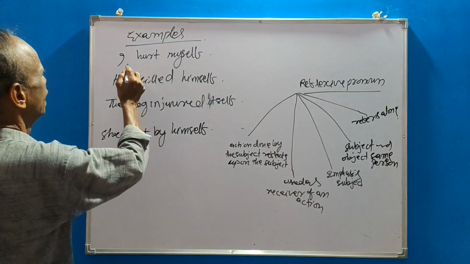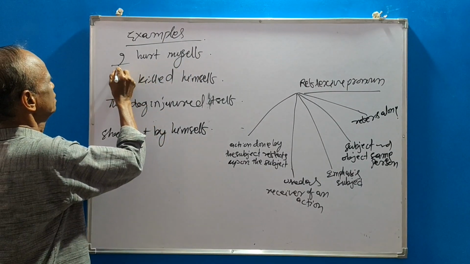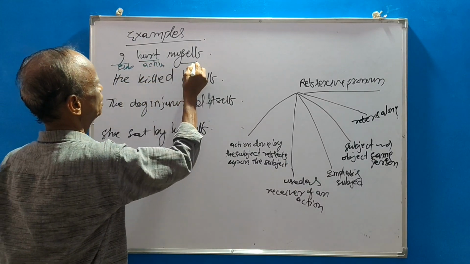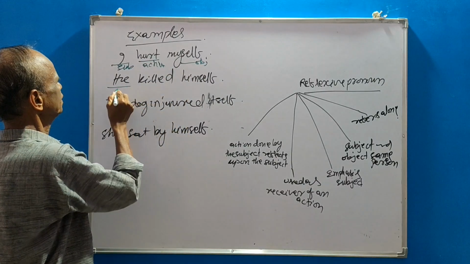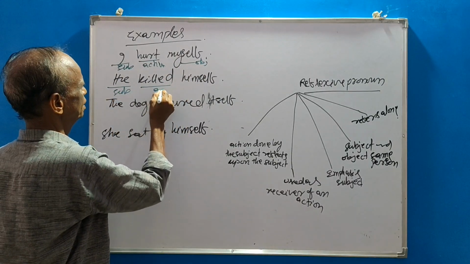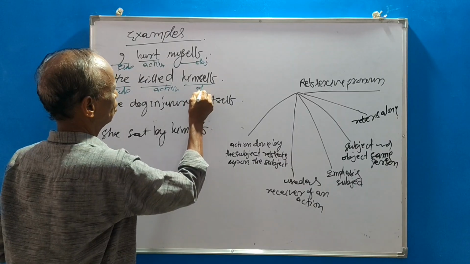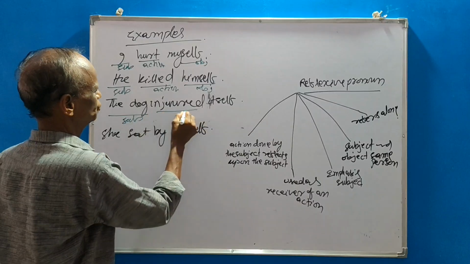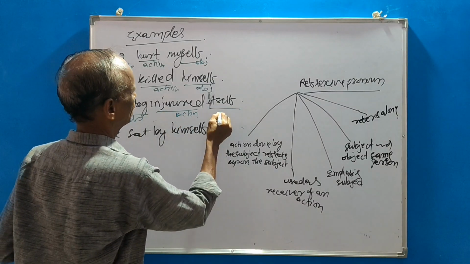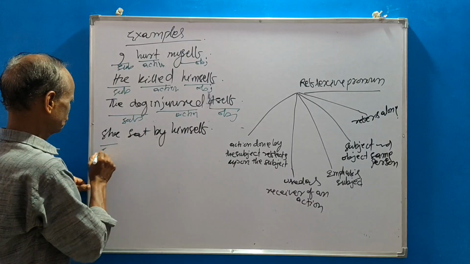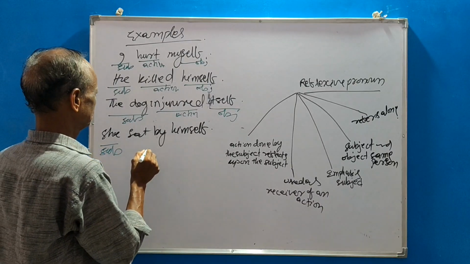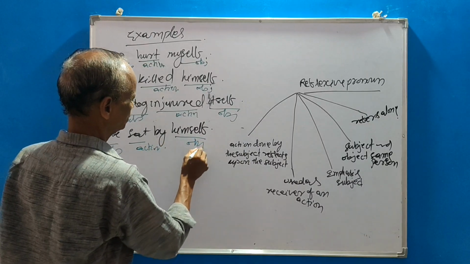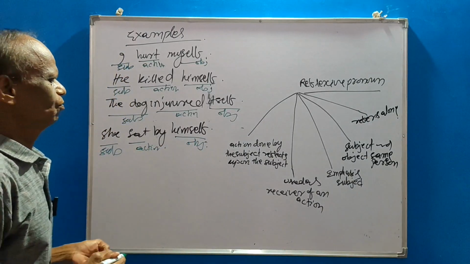For example, I hurt myself. I, subject, hurt, action, myself, object. He, subject, killed, action, himself, object. The dog, subject, injured, action, itself, object.